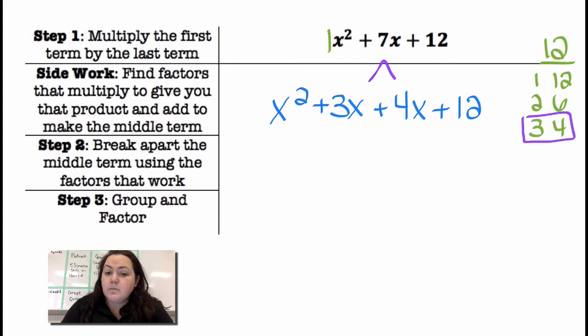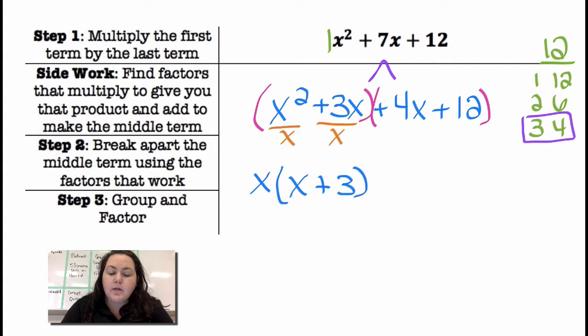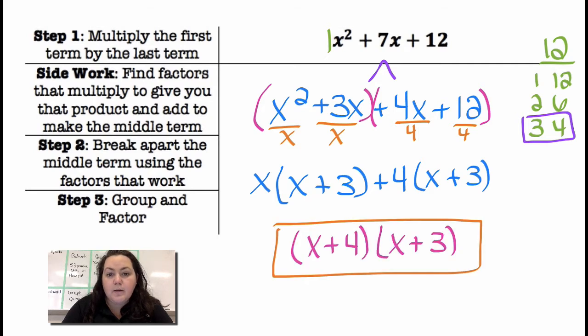Now that I have 4 terms, I'm going to group and factor. So in my first group, I'm going to pull out an x. That's going to leave me with an x plus 3. And in the next group, I'm going to factor out a 4, and that's going to leave me with x plus 3. So my factors are x plus 4 and x plus 3.